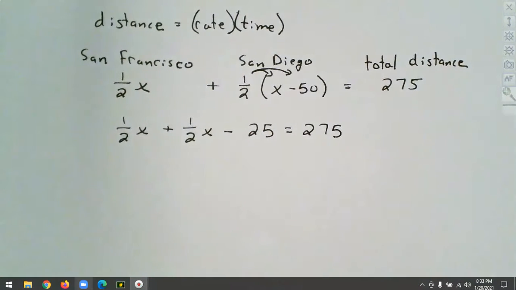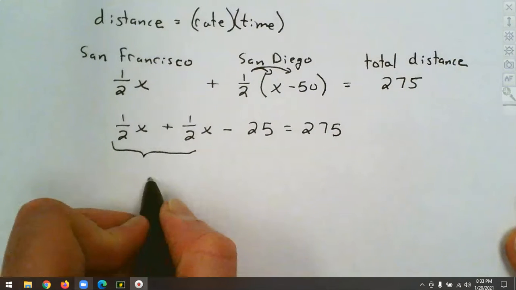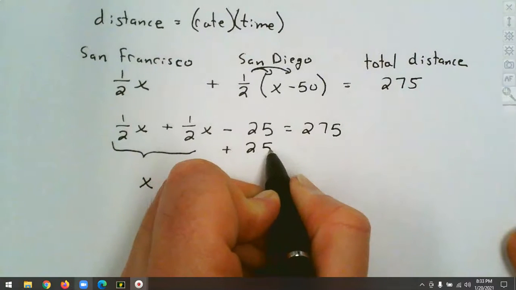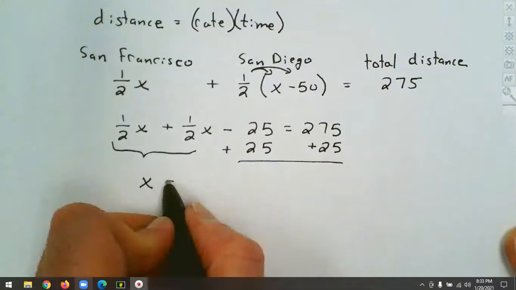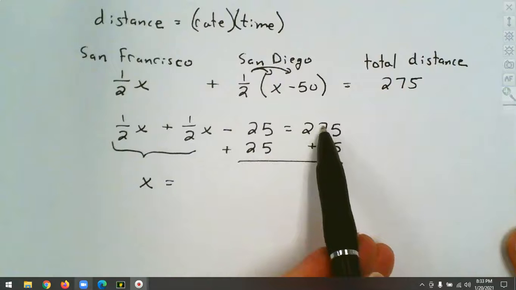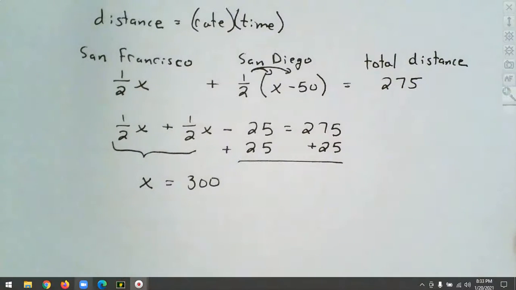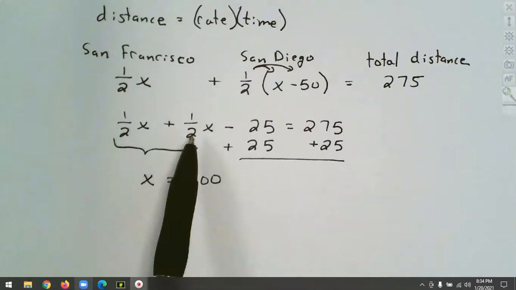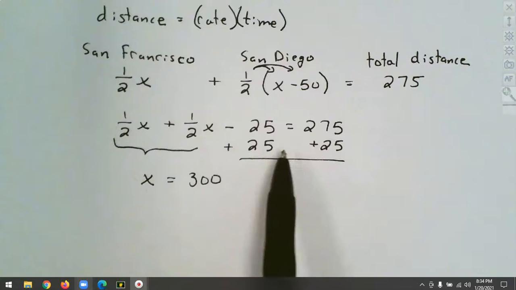We don't have to clear out the fractions because we can work with these, because we know 1/2 and 1/2 makes a whole x. So that's going to be your x there. And that 25, well, we'll just add that over to get rid of that. And now we know x. X is going to be 275 plus 25. So x is now 300. Is everyone okay with that? How did I come up with that x? Well, that's a half of an x and another half of an x. That makes it a whole x there. And I move that 25 over with addition.